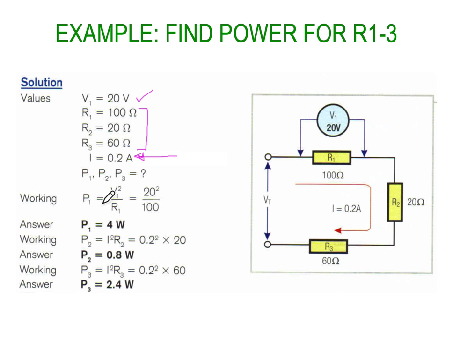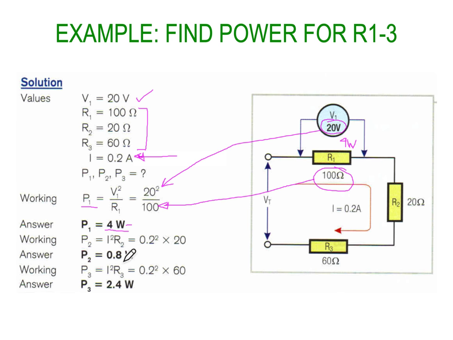So P1, nice and easy, we can simply take the voltage across R1, which we know at 20 volts, and square it and divide it by the resistance at R1. So we're simply taking this voltage across R1 because we've already got it, and we've got this resistance and we're putting it into here, and 20 times 20 is 400, divided by 100 is 4. So the answer comes out at the power across here is 4 watts. So there's our nice 4 watts, simple and pretty straightforward.